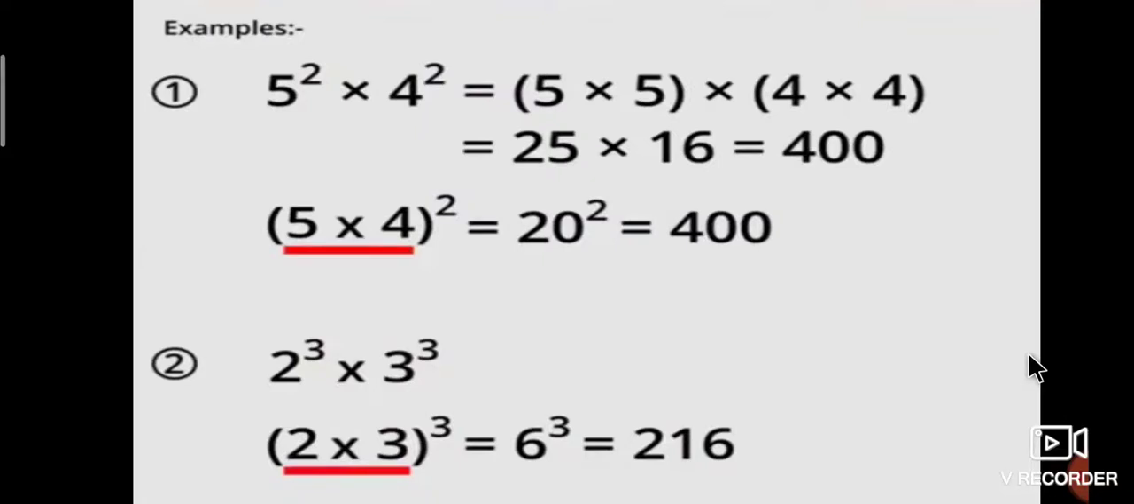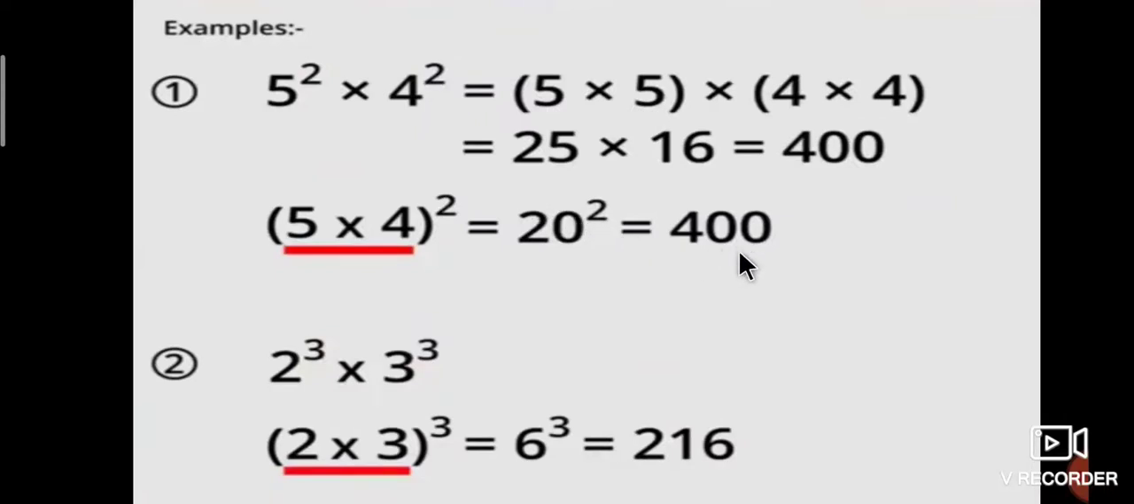Next one, students: 5 to the power of 2 into 4 to the power of 2. It is in the form of a to the power of m into b to the power of m. 5 square is 5 into 5, which is 25, and 4 square is 4 into 4, which is 16. 25 into 16 is equal to 400. Therefore, 5 into 4 whole square is 20 square, that is equal to 400.